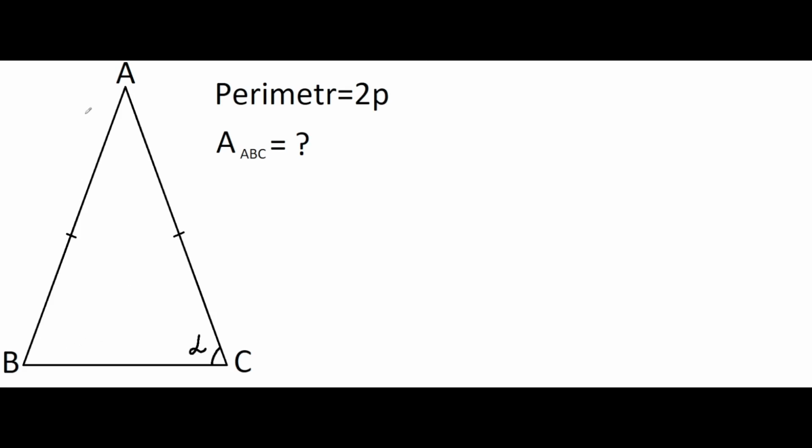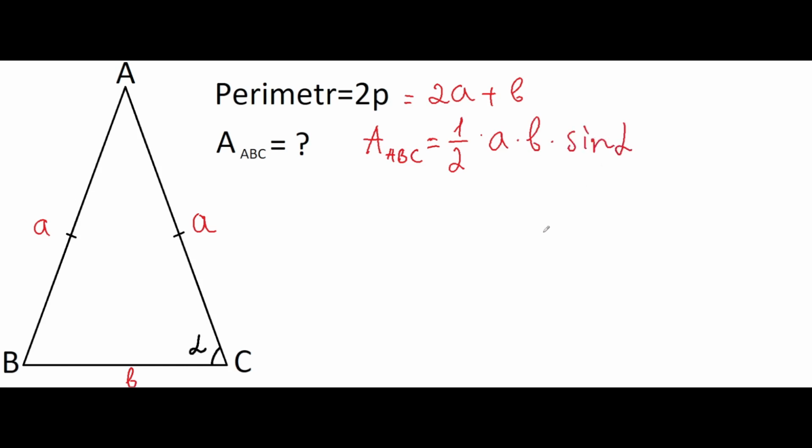So let's get started. We have to put measurements for the sides in order to be convenient. Here A, and here B, and the perimeter equals 2A plus B. The area of triangle ABC will be equal to 1/2 times two sides and the sine of the angle between them. A times B times sine alpha it will be.